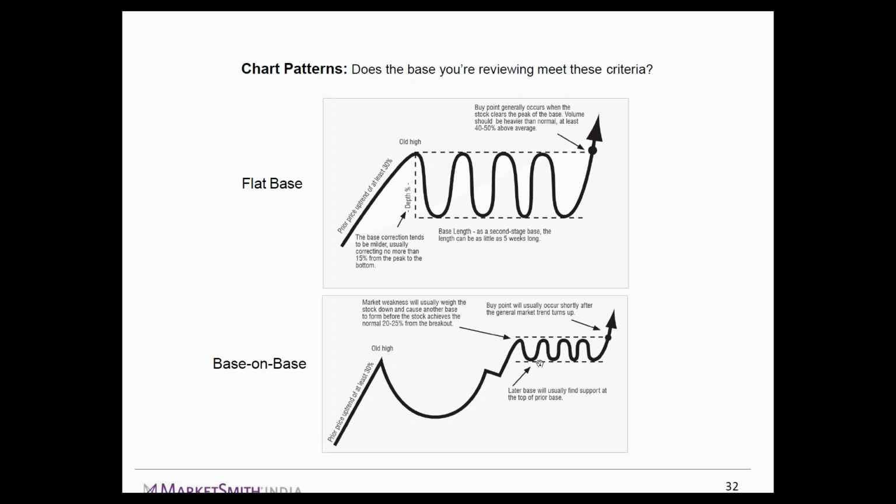If you notice here, the later bases will usually find support at the top of the prior base. So the consolidation is happening almost above the price, where the handle of the previous base is being made. Once the stock breaks out from here, it usually gives you a good run going forward. So these were the four bases which we usually observe in stocks.